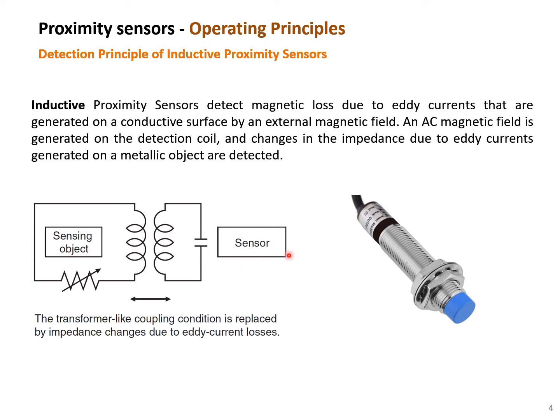So here we have a sensor and here we have a sensing object, and you see we have a transformer-like coupling condition between the sensor and the sensing object. So the transformer-like coupling condition is replaced by impedance changes due to the eddy current losses. So once we have an object, we have that induced eddy current in the sensor, and the sensor could detect the object.